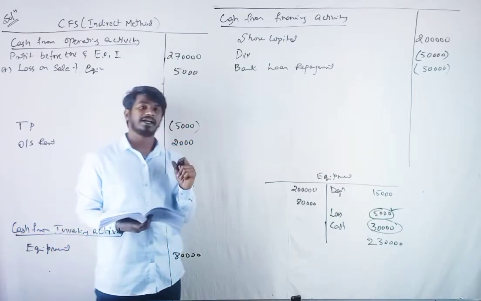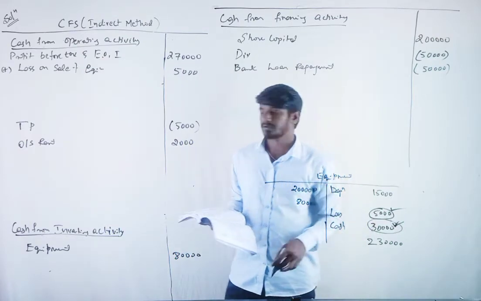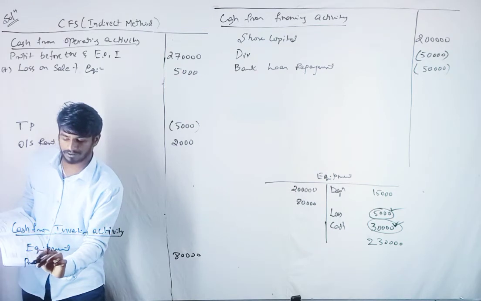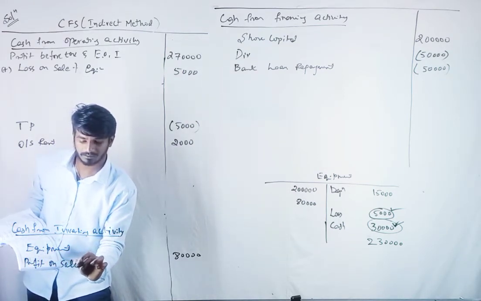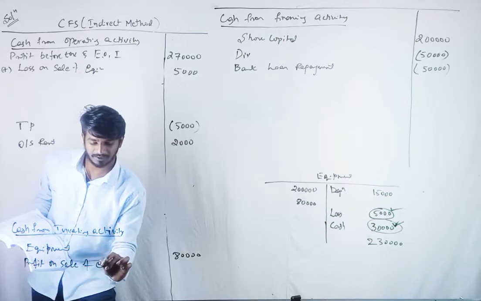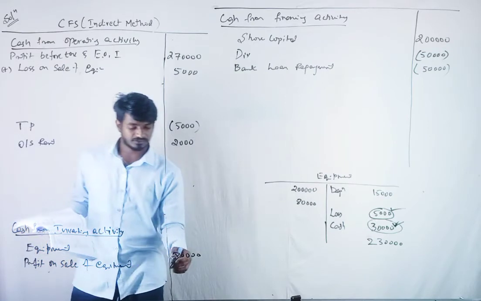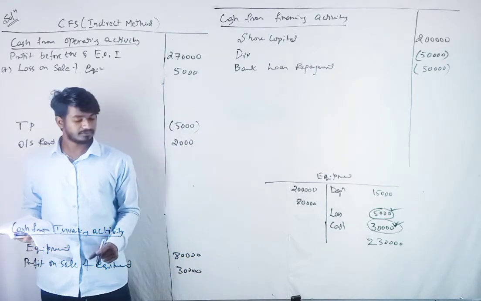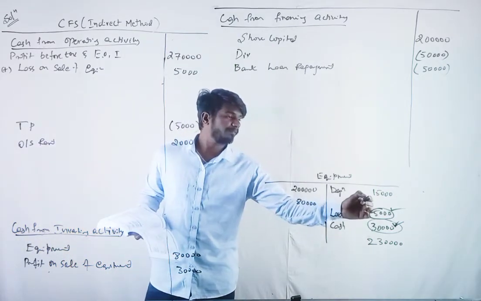Is that correct? Next, where will this 30,000 go? To the same, profit on sale of equipment. If we receive cash, we might have sold some equipment at a profit. Okay, fine. And depreciation is there.